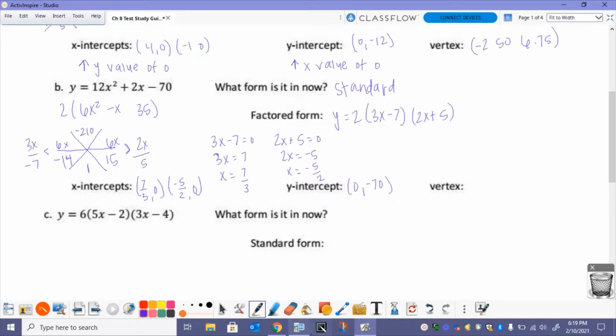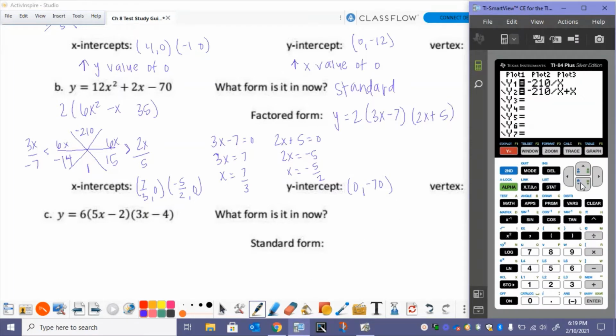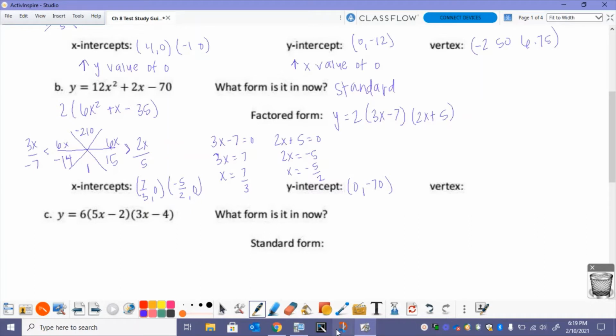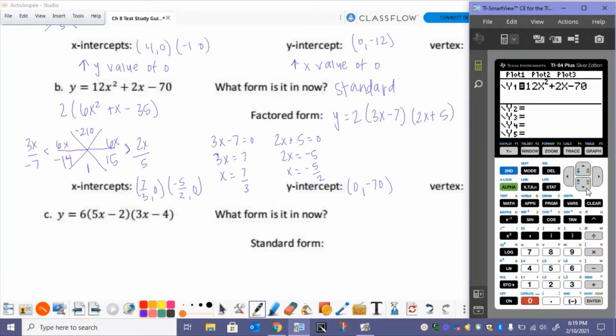All right, and then let's go back to our calculator and figure out our vertex. We're going to go to y equals and clear this out. Once again, either form will work. So 12x squared plus 2x minus 70. I just noticed these signs are totally off. Okay, so 12x squared plus 2x minus 70. And then y sub 2, don't forget your 0. So we're going to graph this.